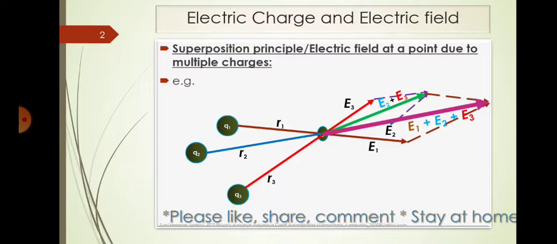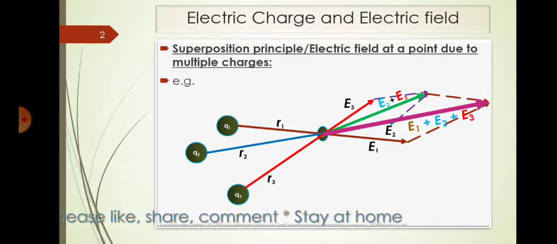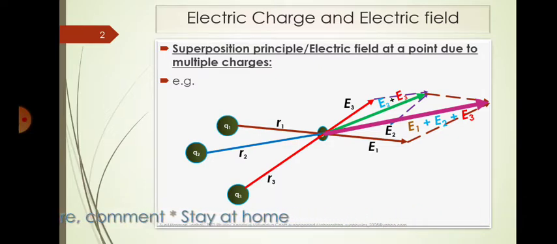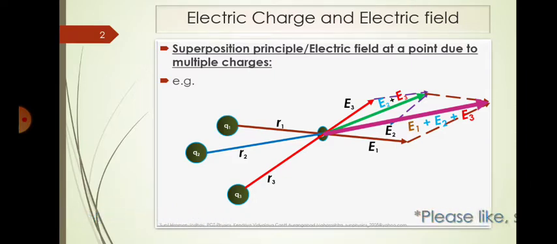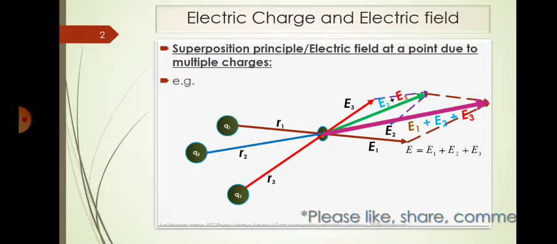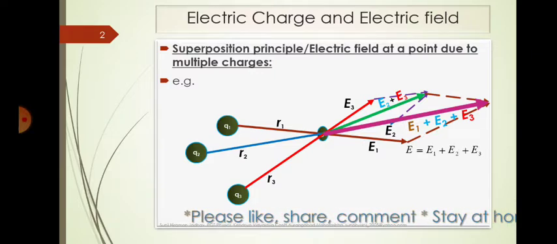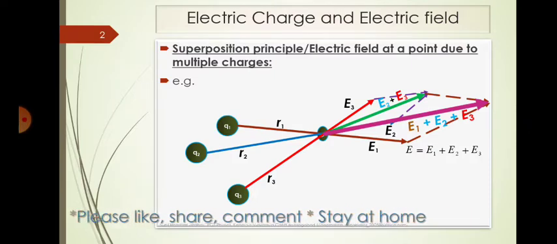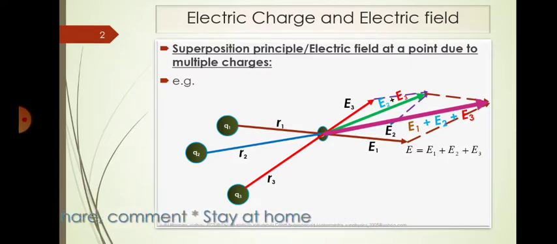Now if we have 4 charges, 5 charges, 6 charges and so on, sequentially you just add the vectors one by one and ultimately reach the resultant. Now see mathematically how we can write it. Mathematically we can write E is equal to E1 plus E2 plus E3. These are the electric fields of charge 1, charge 2 and charge 3 at point P. I am taking the scalar form here.